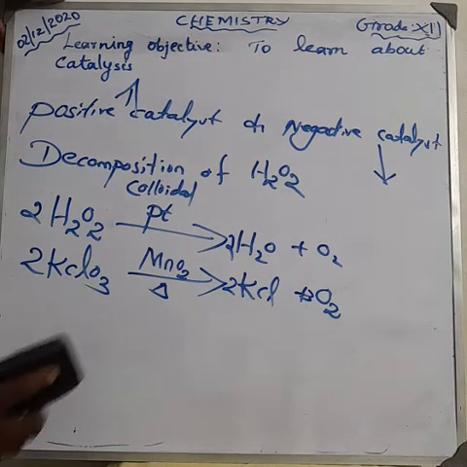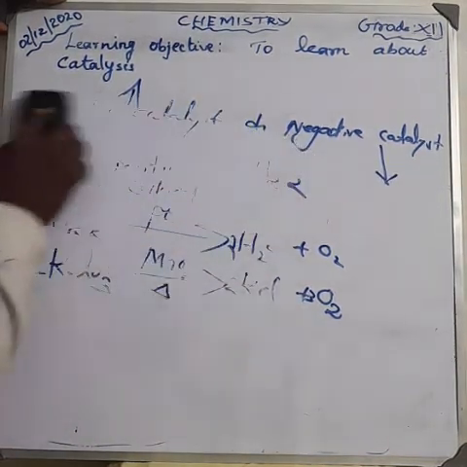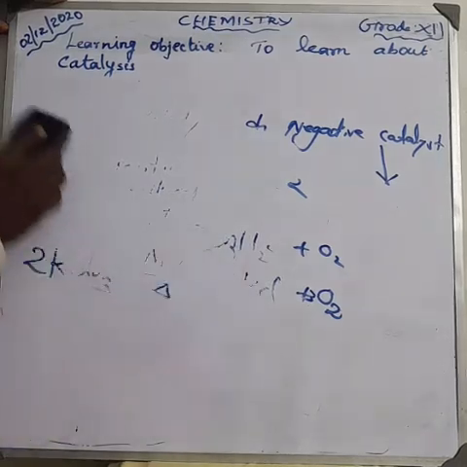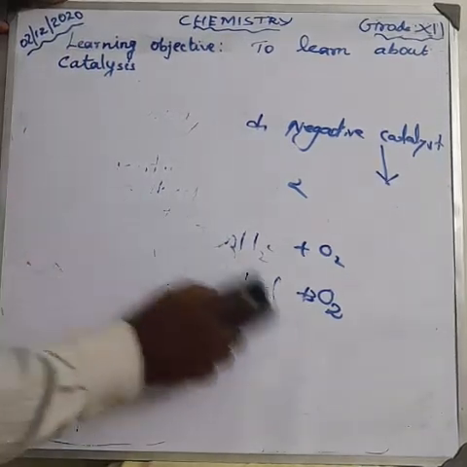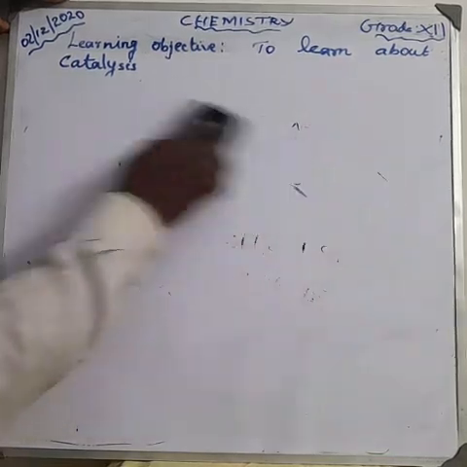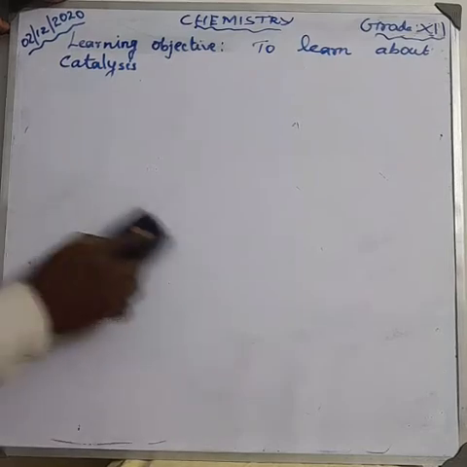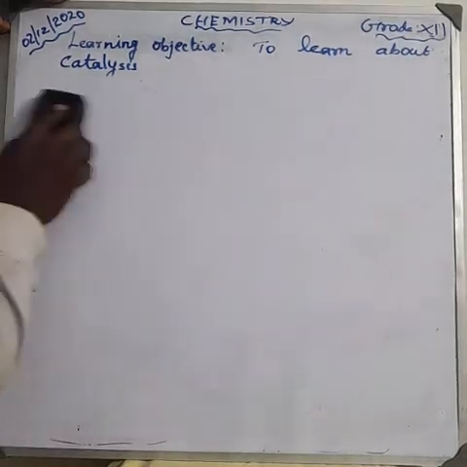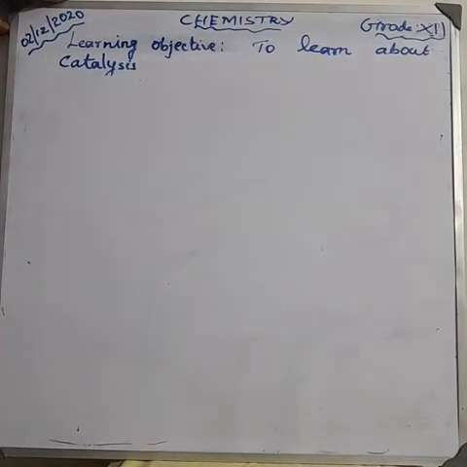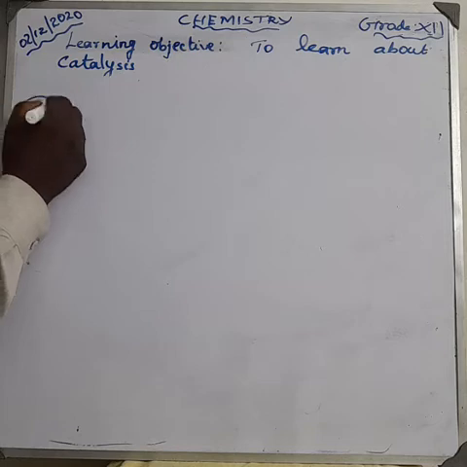Again, the two main types of catalysis are homogeneous catalysis and heterogeneous catalysis. One is homogeneous and another one is heterogeneous catalyst. The first one is homogeneous.